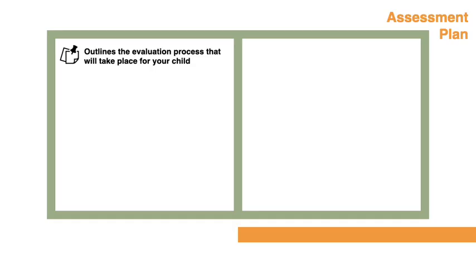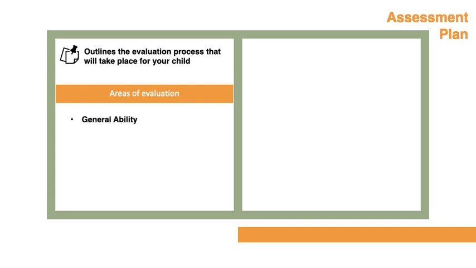And so thinking more about the assessment plan. The assessment plan really outlines the evaluation process that will take place for your child. There are a variety of areas in which your child will be evaluated. Just general ability, so really understanding their cognitive ability. This has to do a lot with their attention, with their ability to listen to information, remember information. So just some of their general abilities.